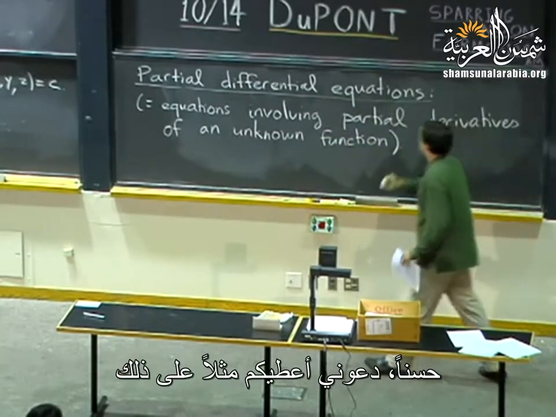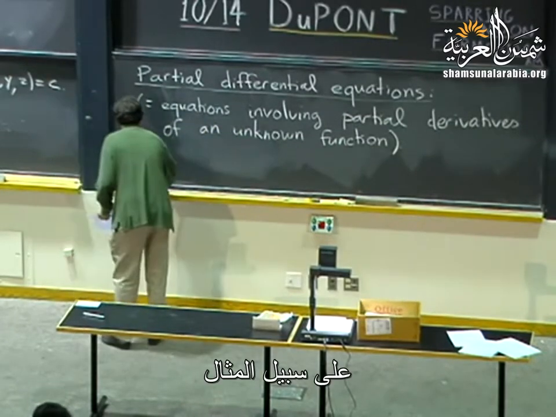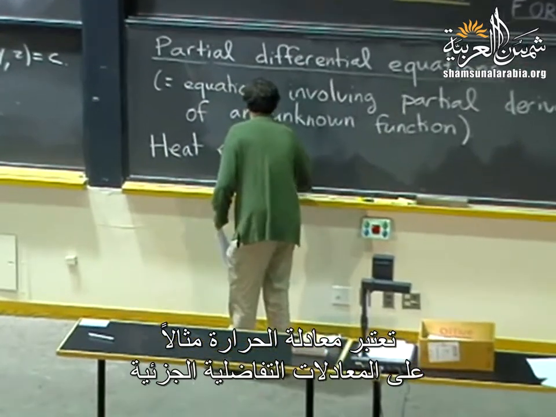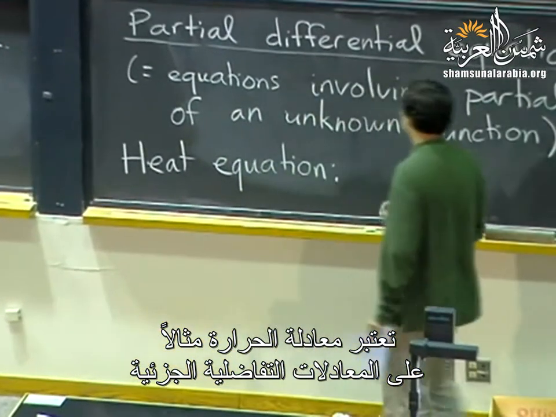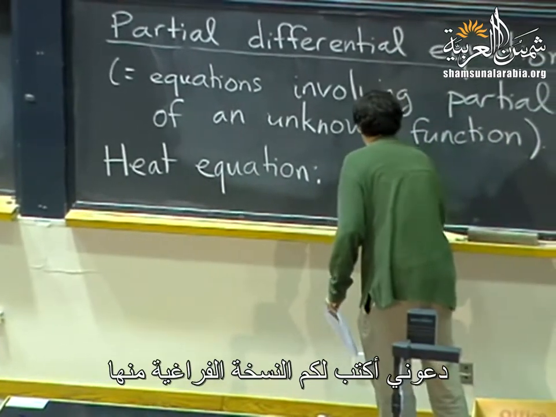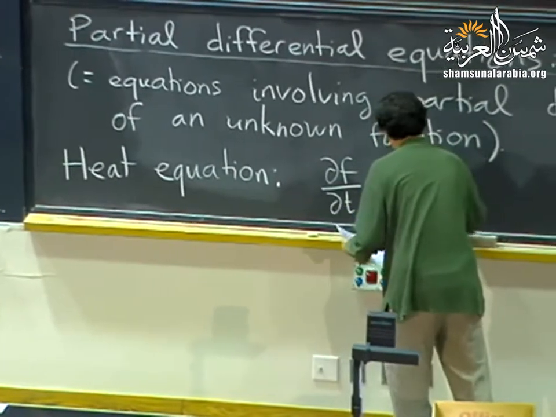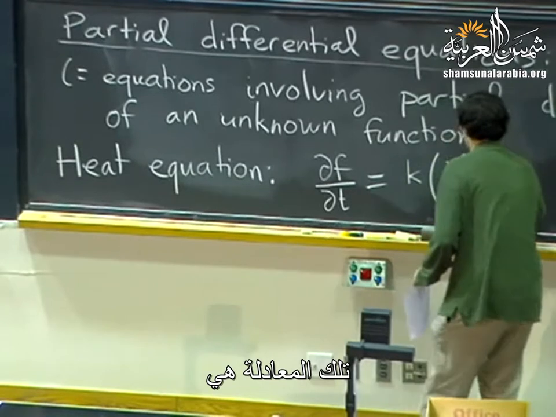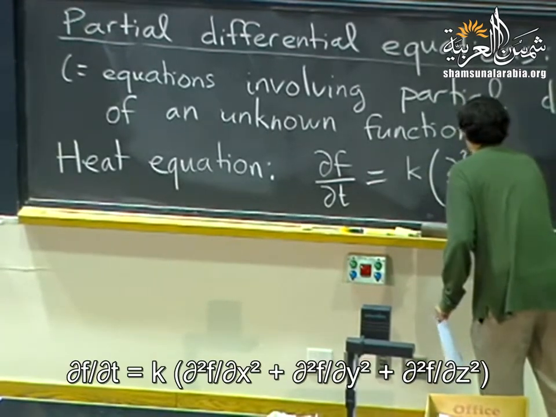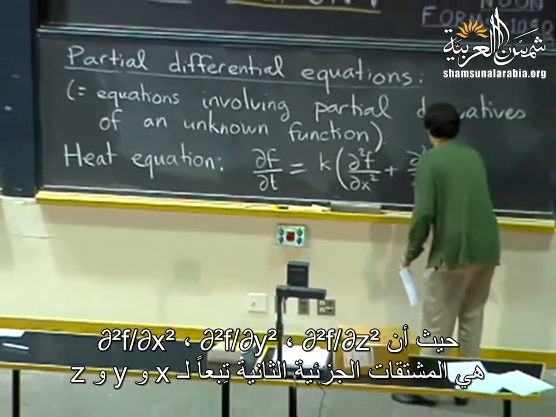So let me give you an example to see how that works. For example, the heat equation is one example of a partial differential equation. Let me write for you the space version of it. It's the equation partial f partial t equals some constant times the sum of the second partials with respect to x, y, and z.